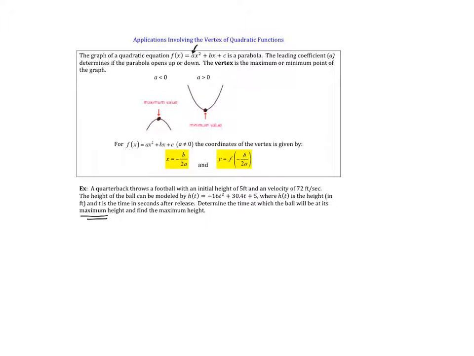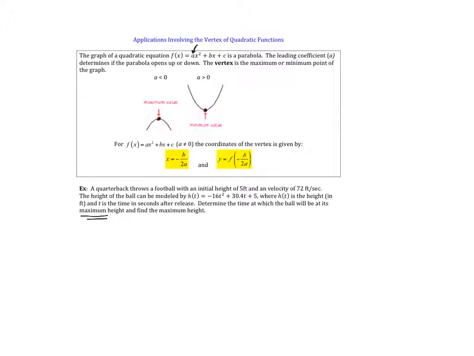For example, say we have a quarterback who's throwing a football with an initial height of 5 feet at a velocity of 72 feet per second. The height of the ball can be modeled by this function, h of t equals negative 16t squared plus 30.4t plus 5, where h of t is the height in feet and t is the time in seconds after release. So we could figure out the time at which the ball is at its maximum height.